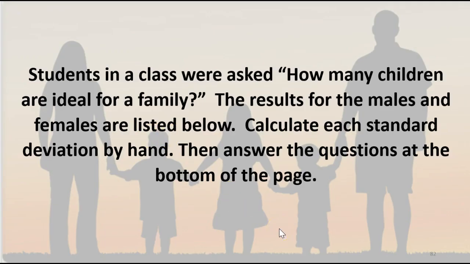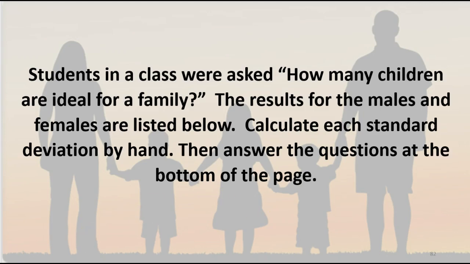Students in a class were asked how many children is ideal for a family. The results for males and females are listed below. Calculate each standard deviation by hand and then answer the questions at the bottom of the page. So notice you have a data set for men and you have a data set for women. Pause the video here. Fill out the table for men and the table for women, and then once you have the tables filled out, go ahead and calculate the standard deviation for each, and then we'll look at the answers together.